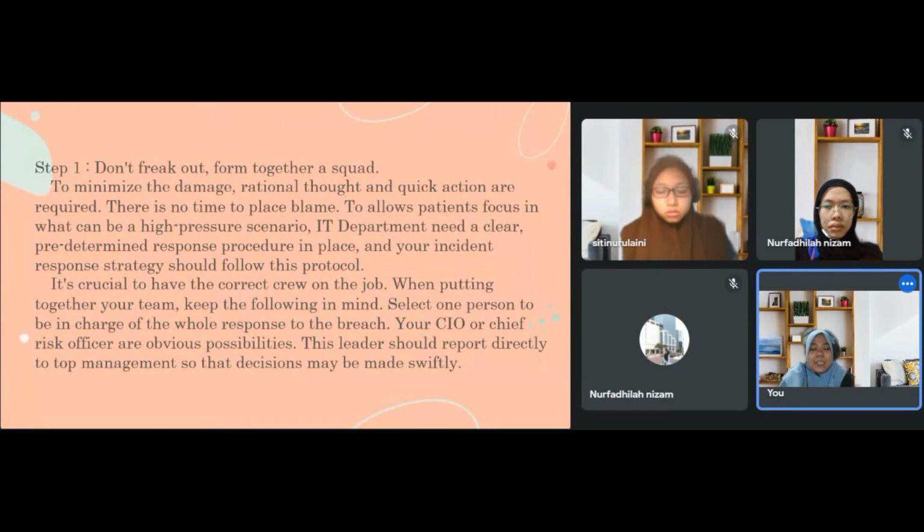The IT department needs a clear predetermined response procedure in place. It is crucial to have the correct crew on the job when putting together a team. It is important because if we hire a non-professional IT squad, we cannot respond to the data breach. So the leader should report directly to the top manager so that decisions may be made swiftly.